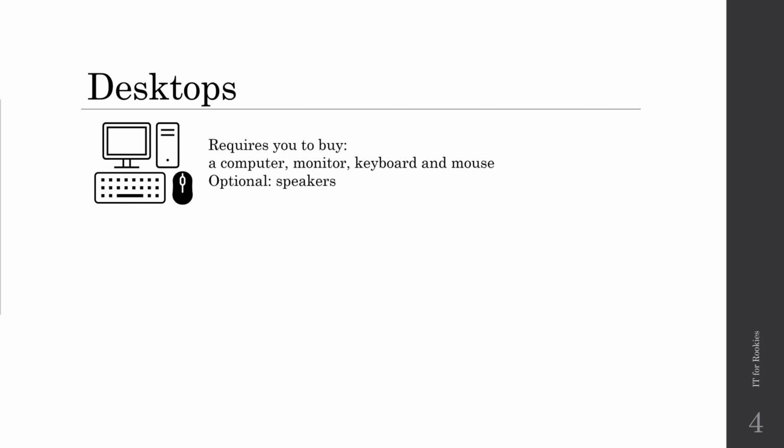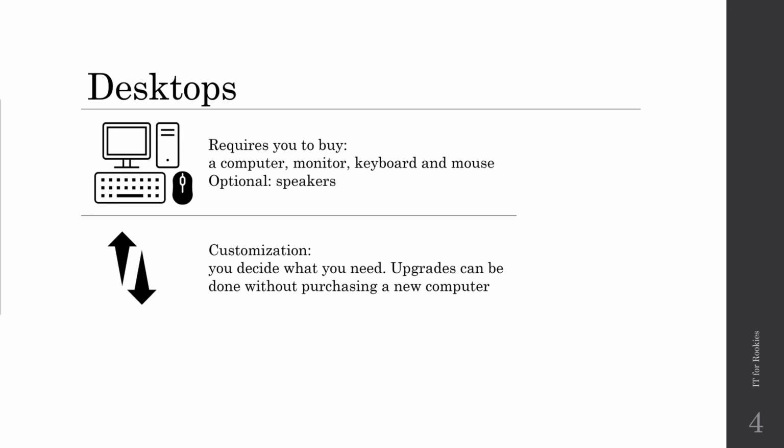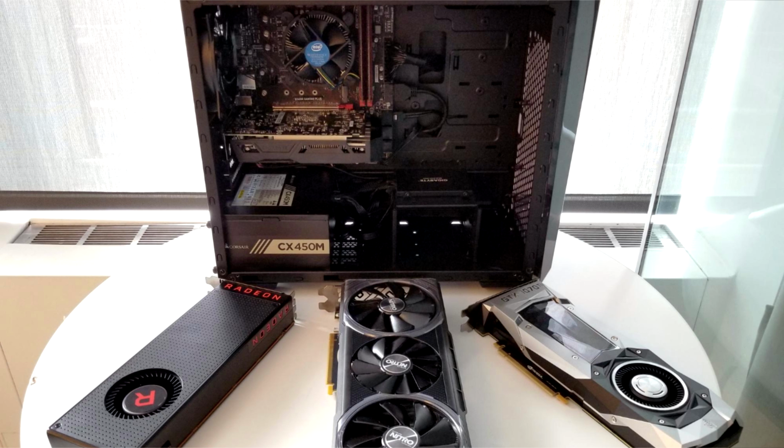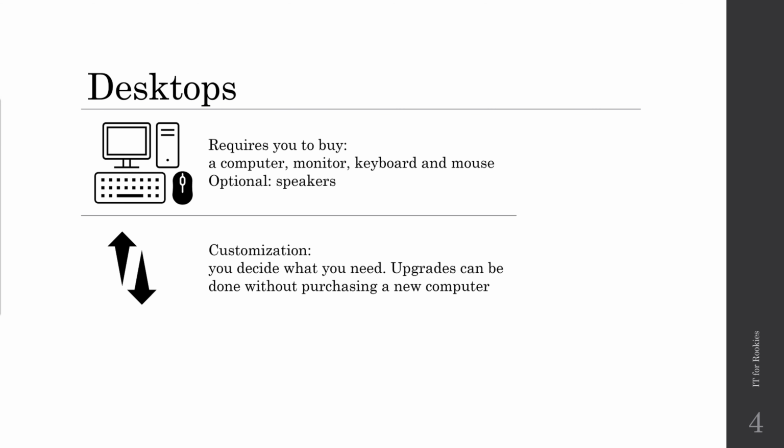So, what are now the specific advantages of purchasing a desktop computer? First of all, we have the customization ability. That means, as we just saw, you decide what peripherals you want to buy. Furthermore, not only the peripherals can be customized, but also the internal components. For example, you want to play video games on your PC? Just simply go ahead, buy a video card and plug it into your PC. There you go.